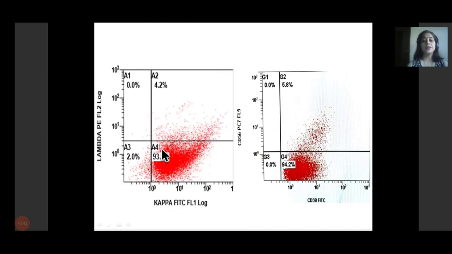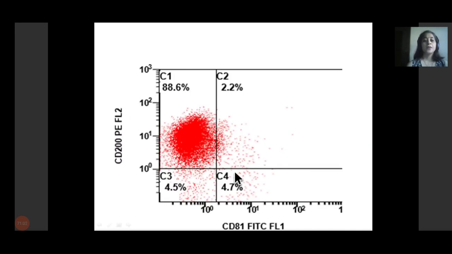So on further gating, we found that these are showing kappa light chain restriction, no lambda light chain, because anything which is less than 10% is considered to be negative. Here, we have CD56, which is negative, and 38 positive cells are not showing 56 positivity. 56 could be positive, it could be negative, or it could be weak in the atypical plasma cells. CD200 as a prognostic marker: if strongly positive, it is a poor prognostic marker.